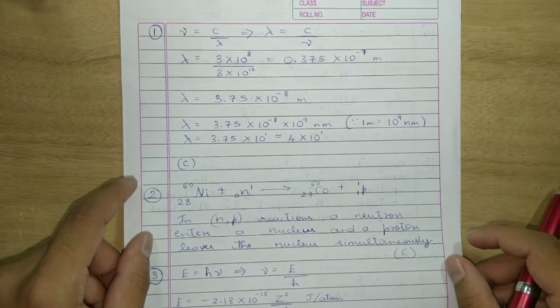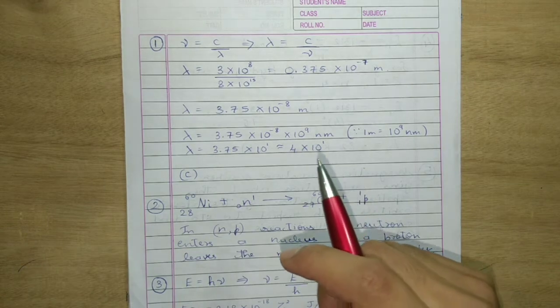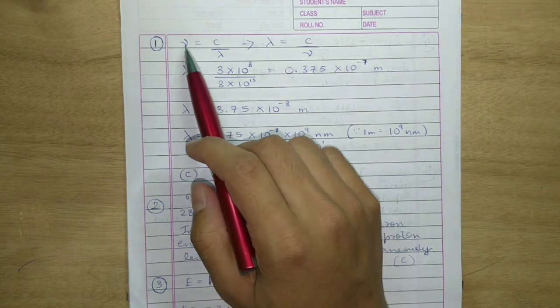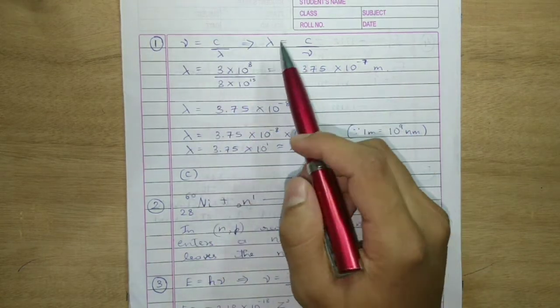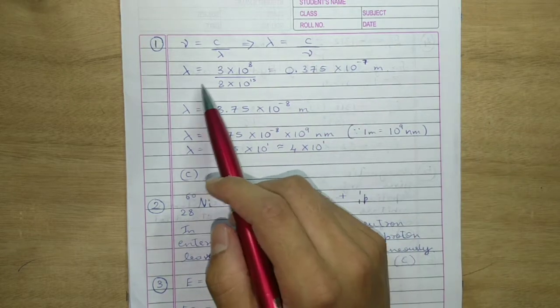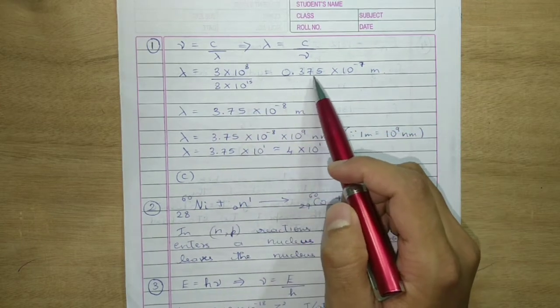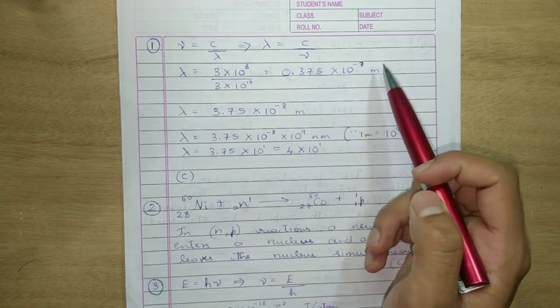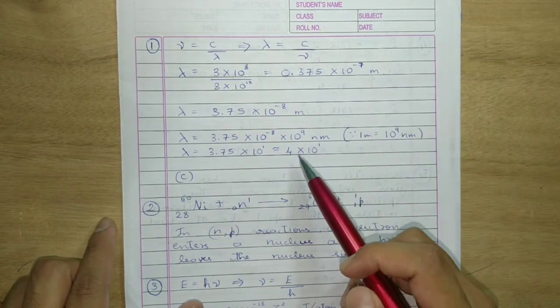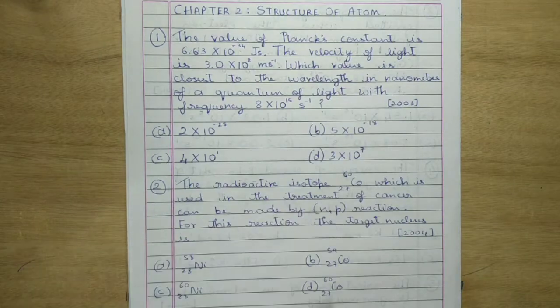We have to find the wavelength, lambda, and we have the formula for frequency as nu is equal to c divided by lambda, which gives lambda is equal to c by nu. Lambda is equal to 3 into 10 power 8 divided by 8 into 10 power 15. We get 0.375 into 10 power minus 7 meter. If we convert this into nanometer, we get 4 into 10 power 1, which is 4 into 10 nanometer, which is option C.